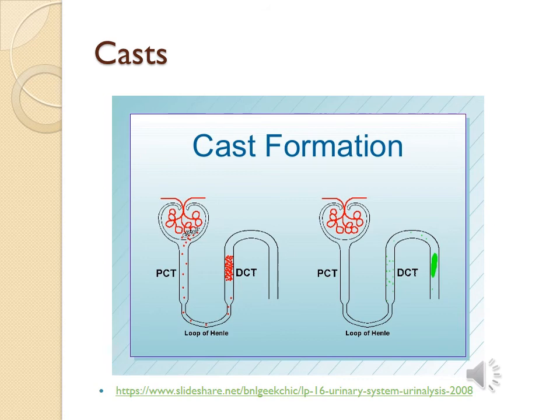An important point to remember about casts: if we see casts in urine, this is an indication that the patient has disease in the kidney. Casts, if they are present, indicate the disease is in the kidney. A disease of the urinary bladder or of the ureter will not give casts.